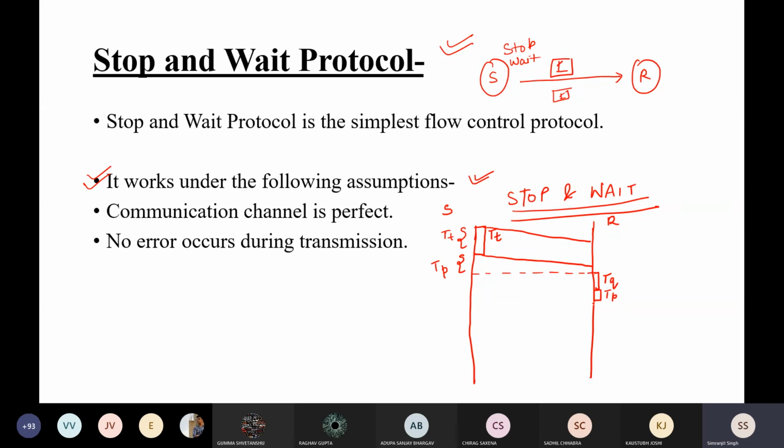Now you have to put the acknowledgement onto the link, so it will be T, I'm denoting it as T acknowledgement. Okay, so the transmission time to put the acknowledgement onto the link from the receiver side will take T acknowledgement, and it will again send this particular acknowledgement to the sender here. So this is your acknowledgement.